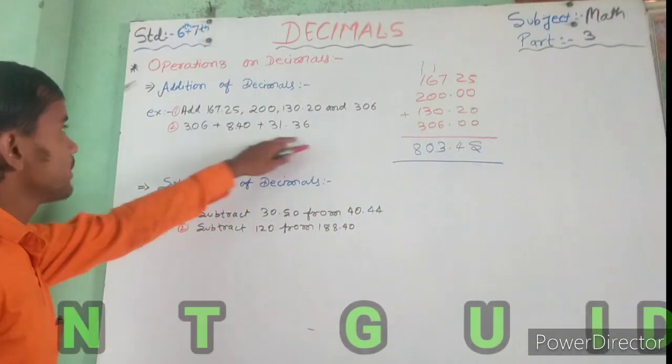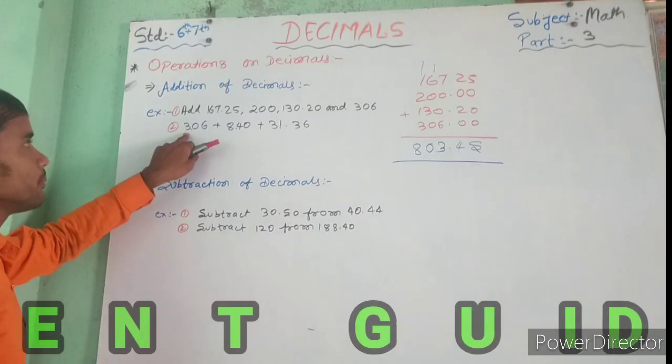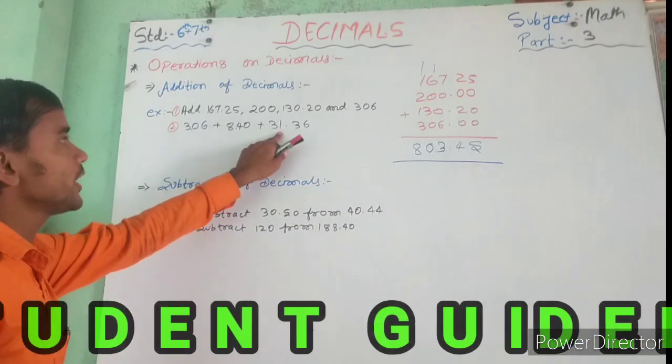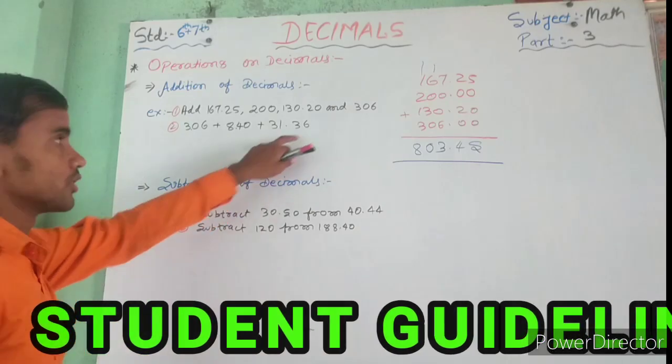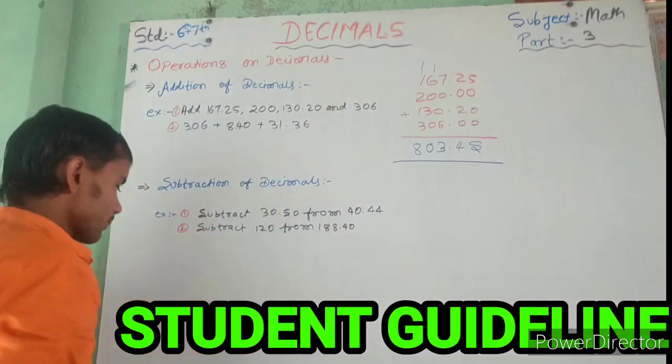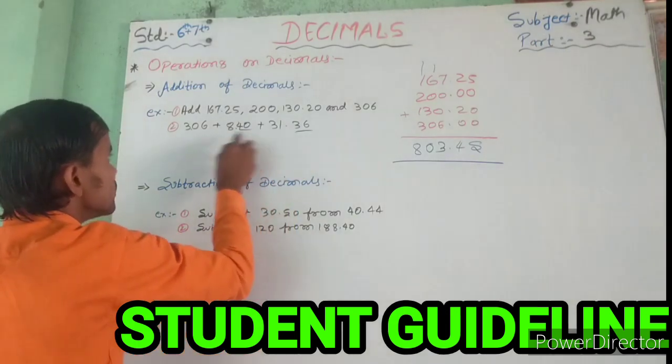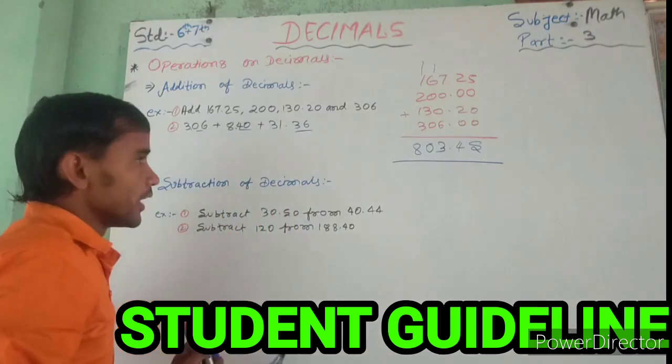The next question is also available, so you write 3.60, 0.40, 31.36. Okay, so here 2 digits, here 2 digits, next here 2 digits, and here 2 digits also. Is that clear?